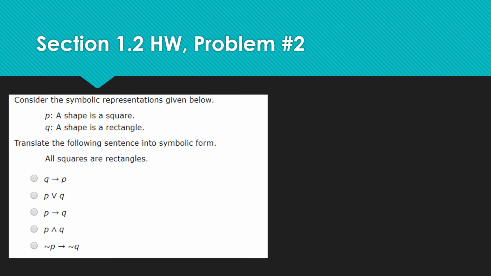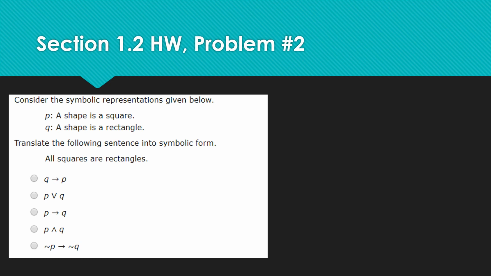Let's look at a few homework problems before we end the video. So this comes straight off of your homework, section 1.2 homework problem number 2. It says, consider the symbolic representations given below. P is the statement, a shape is a square. Q is the statement, a shape is a rectangle. We're asked to translate the following sentence into symbolic form.